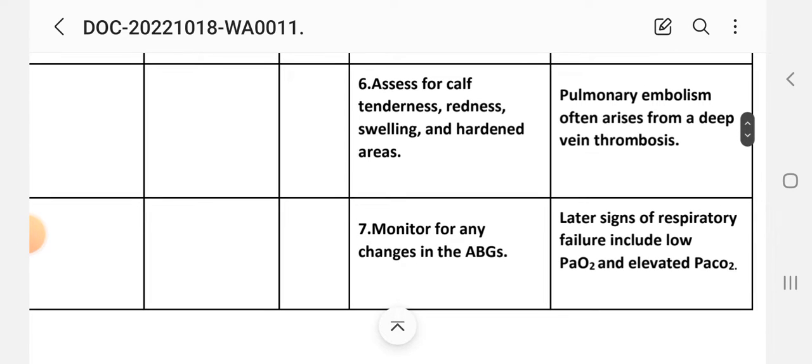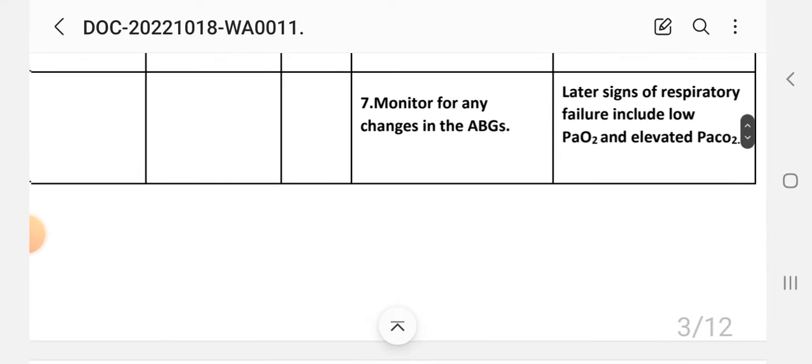Number six intervention, assess for calf tenderness, redness, swelling and hardened area. Rationale: pulmonary embolism often arises from a deep vein thrombosis. Number seven intervention, monitor for any changes in the ABGs. Rationale: later signs of respiratory failure include low PO2 and elevated PaCO2.